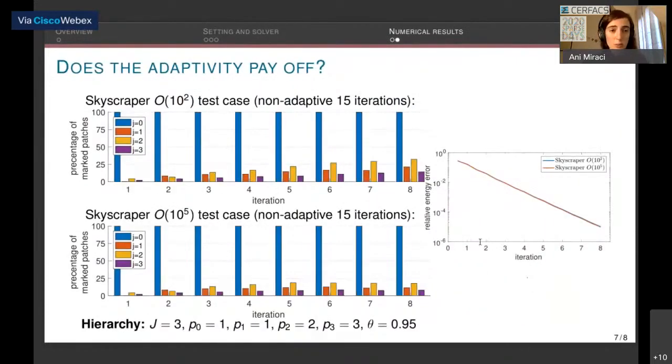So does this approach pay off? We have here two test cases. We call them skyscraper, and the only difference between them is the jump in the diffusion coefficient, where in the first one it's of magnitude 10 to the power 2, and here 10 to the power 5. And nonetheless, we see that they perform essentially in the same way. So this is an indication that the method is also robust with respect to the jump in the diffusion.